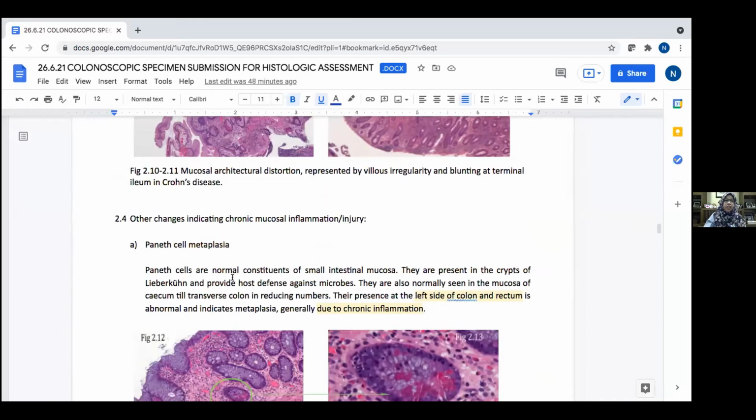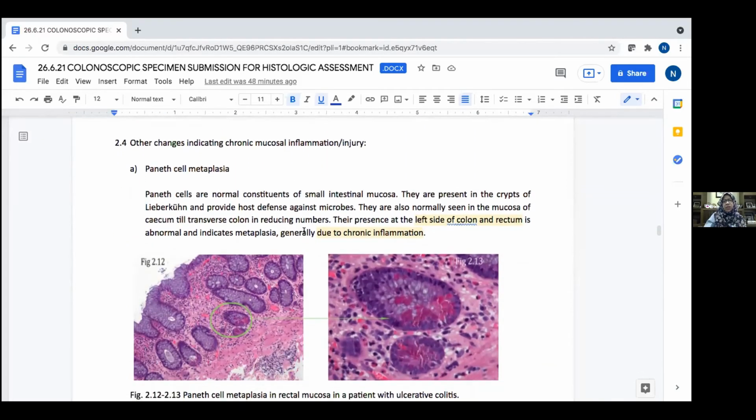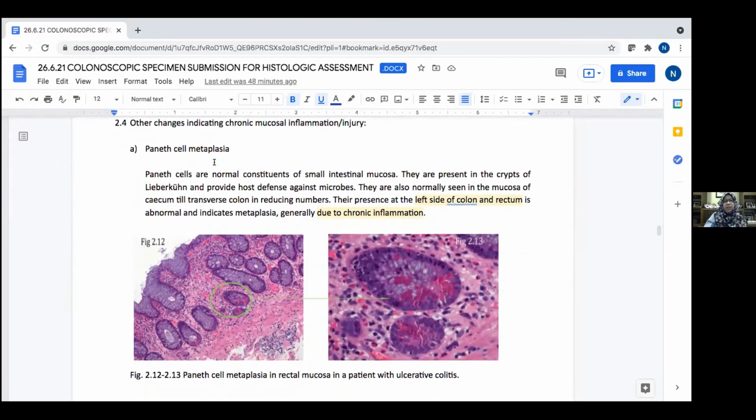Right, so what are other changes indicating chronic mucosal injury or chronicity change? As I mentioned, Paneth cell metaplasia. We say Paneth cell metaplasia when you see Paneth cells in the left side of the colon, because Paneth cells are normal constituents of small bowel mucosa. You can also see a small amount in the right side of the colon, cecum, and up to the transverse colon, but they are not normal in the descending colon and rectum. The caveat is that in pediatric cases, in young children, you can see Paneth cell metaplasia.